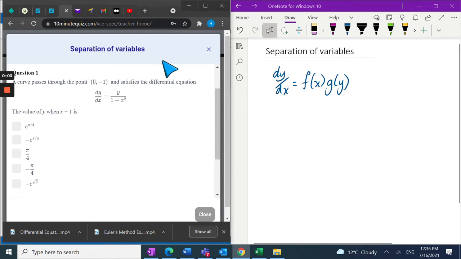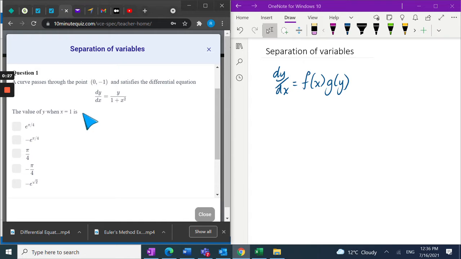Okay, so we're looking at how to apply the separation of variables method to solve a differential equation. Here we have a curve that passes through the point (0, -1) and satisfies the differential equation dy/dx equals y over 1 plus x squared. We want to find the value of y when x is equal to 1.